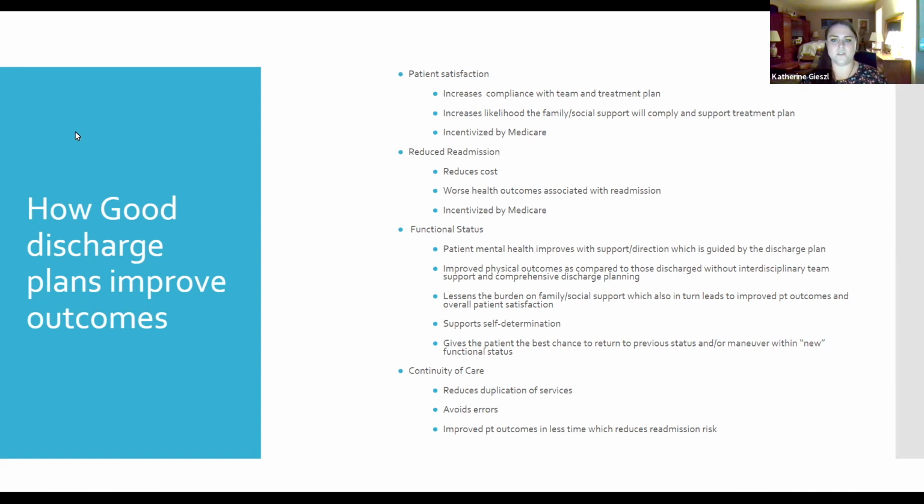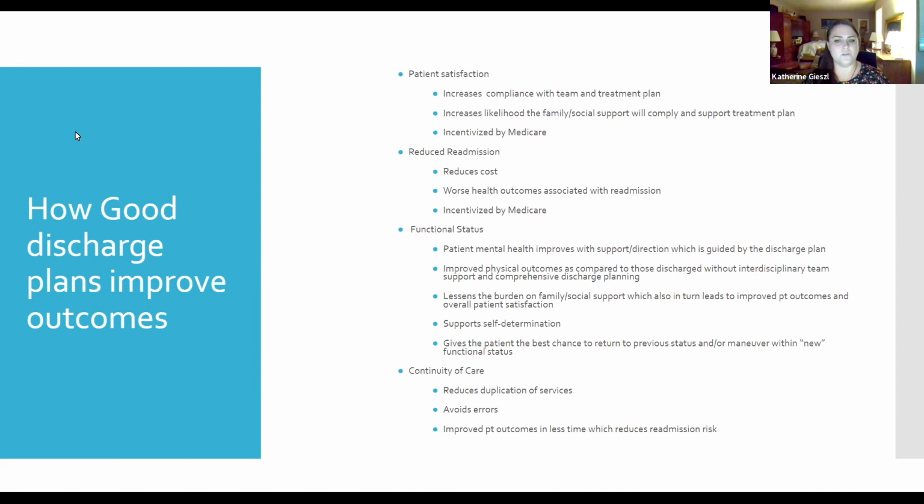It allows the patient to have some self-determination within their treatment while utilizing the expertise of all of the team members that have supported them through this journey. And then again, the continuity of care, and this is a little more on the finance side. It reduces duplication of services and it avoids errors. If you're not thoroughly documenting, there's some really bad stuff that can happen to patients. It's important that everything is documented and transitioned between all levels of care and everybody on that team.